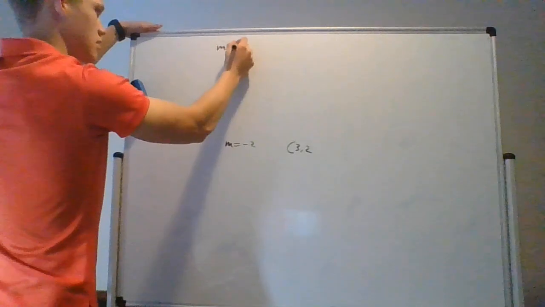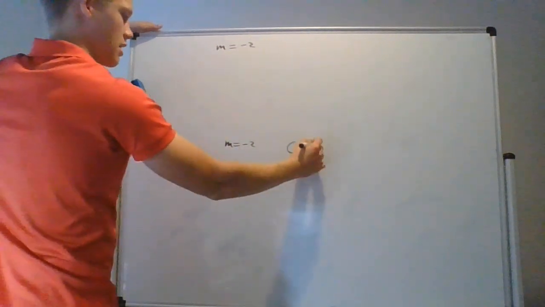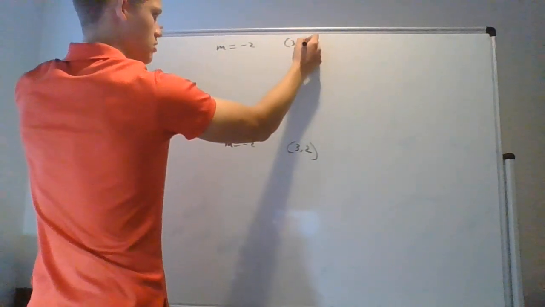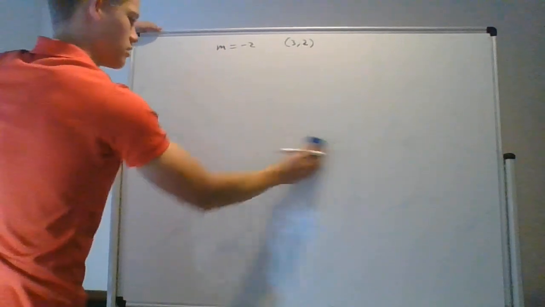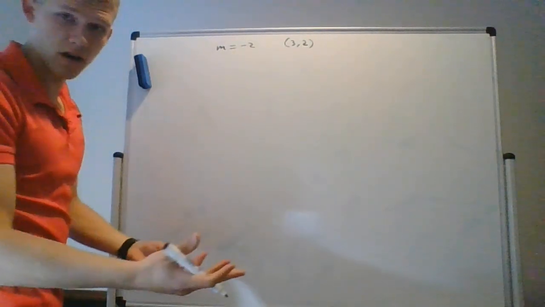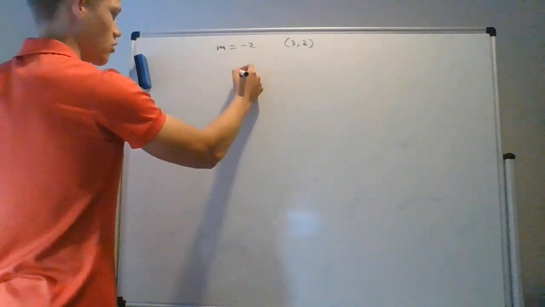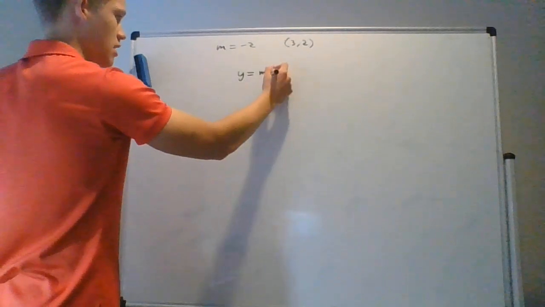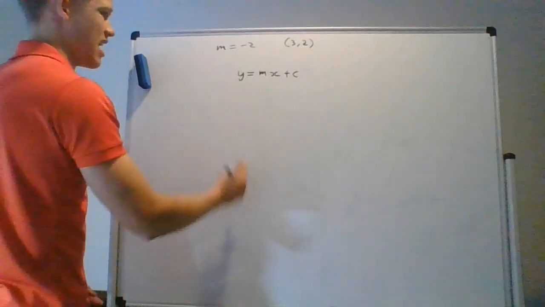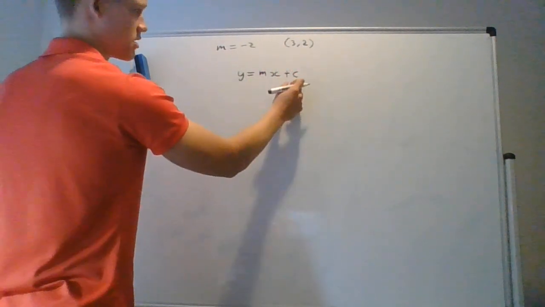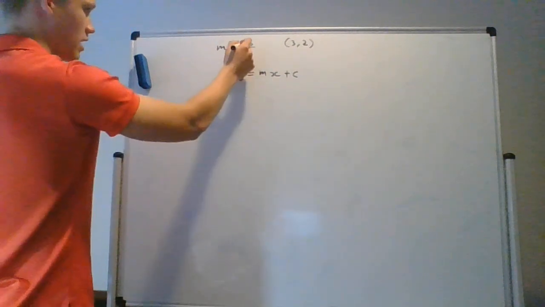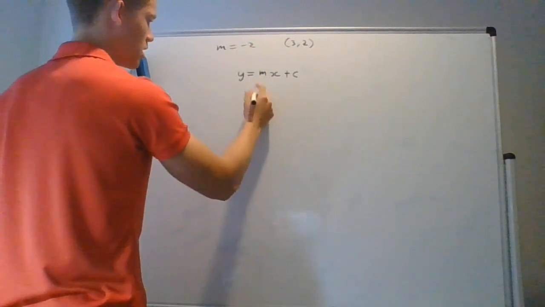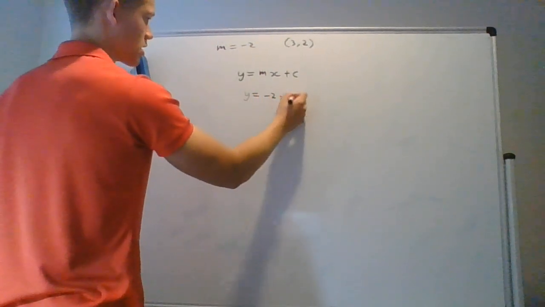So m equals -2 and it passes through (3, 2), and we're asked to sketch the graph. So we know that a straight line graph has the general form y equals mx plus c. m is our gradient, c is our y-intercept. We know that m is -2, so we know that y equals -2x plus c.